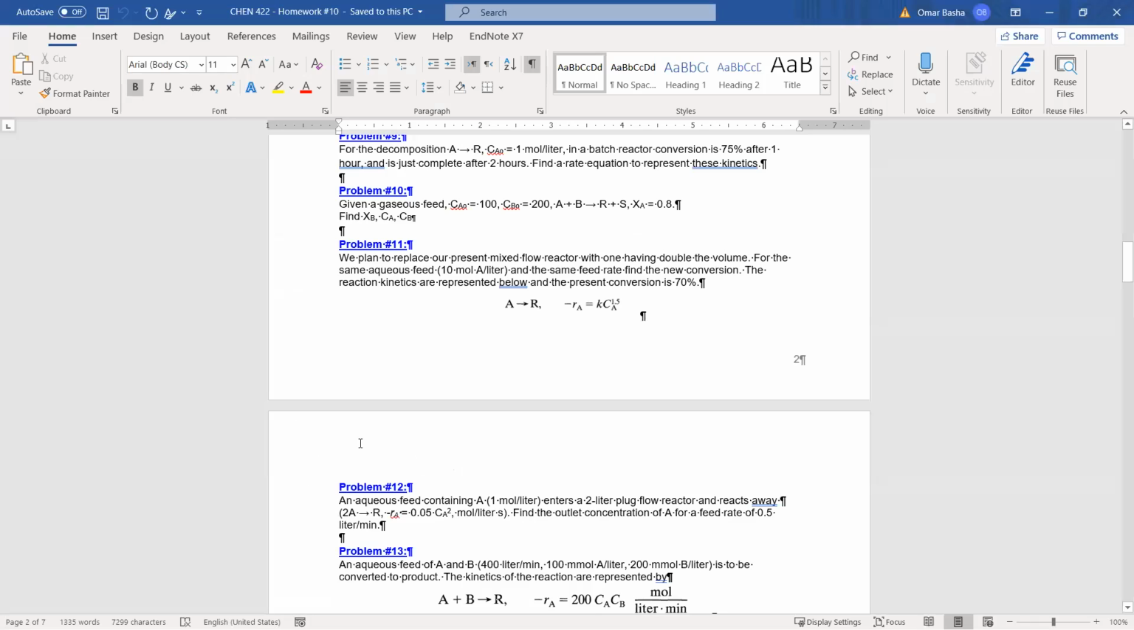So problem 11: we plan to replace our present mixed flow reactor with one having double the volume for the same aqueous feed, which is 10 moles of A per liter, and the same feed rate. Find the new conversion. The reaction kinetics are represented below, and the present conversion is 70%. So you're given a reaction, you're doing it in a CSTR, and you want to do it in a CSTR with double the volume. You need to find the new conversion in this bigger CSTR. Good. Now we're doing more interesting problems here.